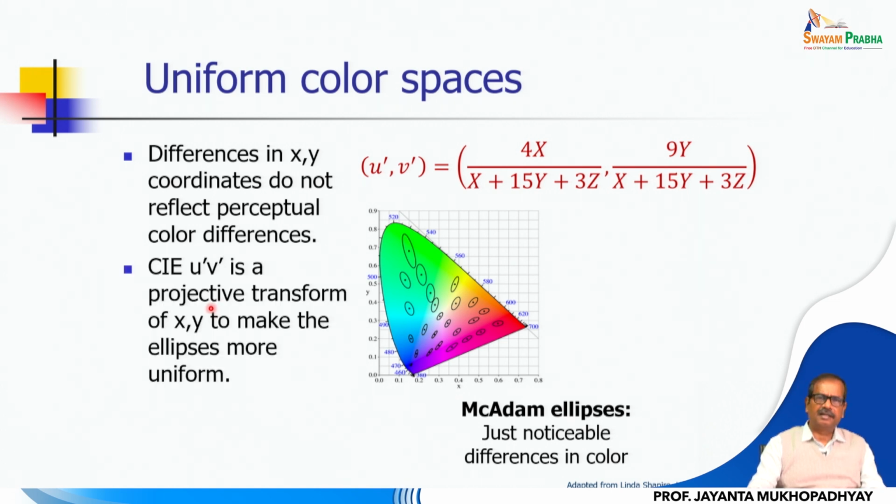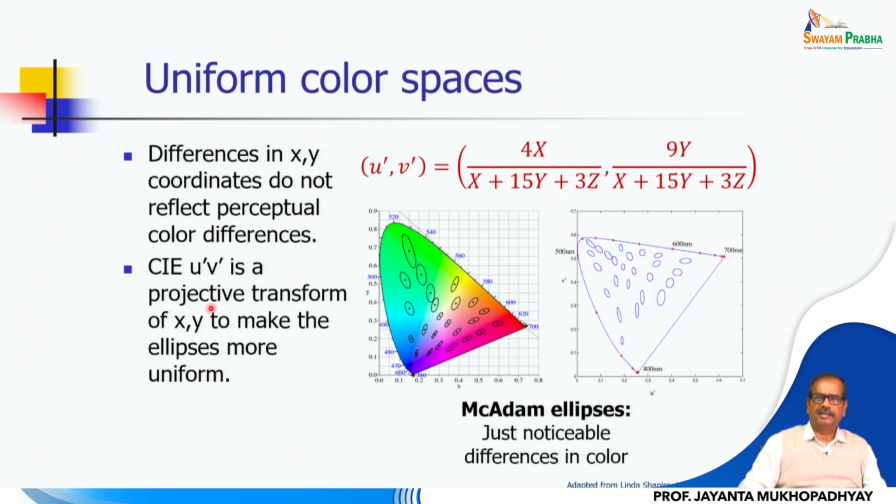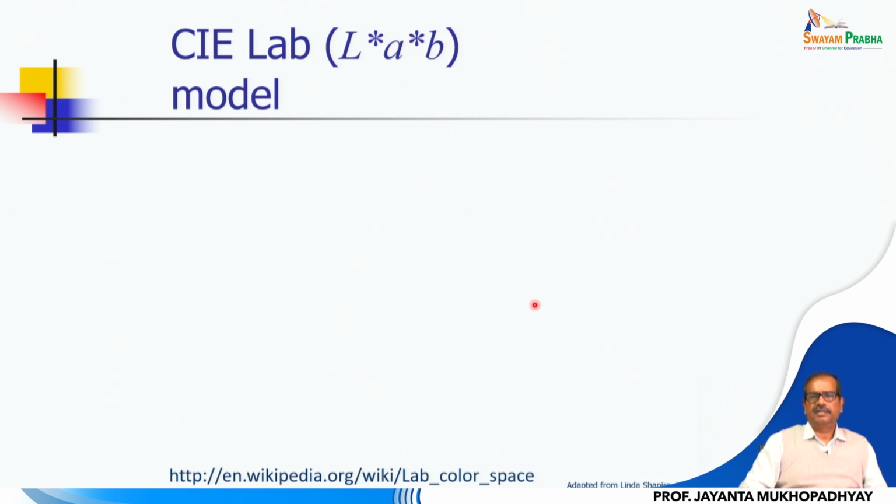So there, if I consider the ellipse around every point, you can see that there is a variation in these sizes, but this variation is smaller than what it is. So this color space is called a uniform color space. There is also another color space which is more used for measuring the distance between two perceptually different colors.